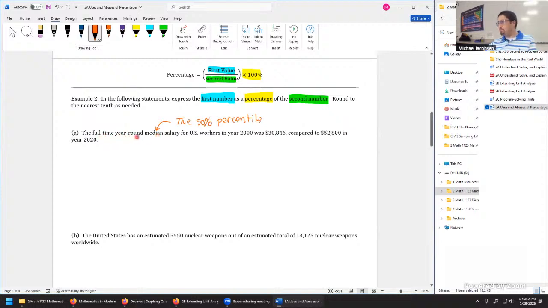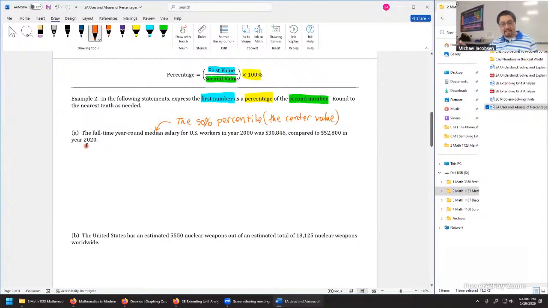So if you say the full-time year-round median salary for US workers in year 2000, that was a long time ago already, over a quarter of a century, is $30,846, and that's a median, what they're telling us is back in the year 2000, half of the population made more than $30,846, and half of the population made less than that value. So this is the value directly in the middle, the central value in that certain sense. So the 50th percentile is the center value. So median pay was $30,846 in the year 2000.